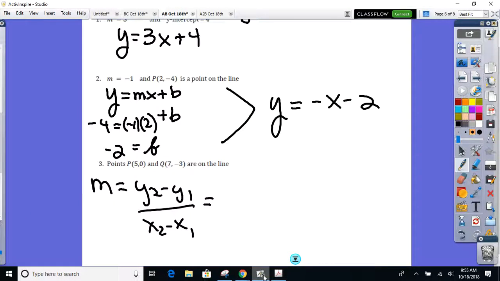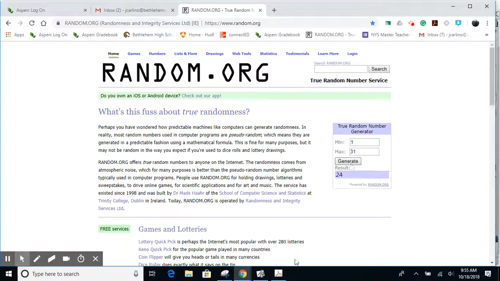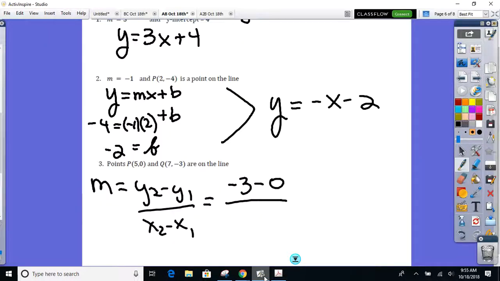Need some help plugging in. What are your y coordinates? Because that's going to go on top. So -3 minus 0 over. Now the order will matter. If you pick -3 to go first, you've got to pick its x coordinate to go first down below. What are my x coordinates then? 7 minus 5. Got it. Get out your calculators, please, because I'm not going to do this one for free.